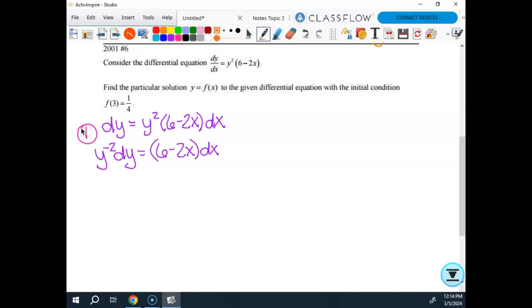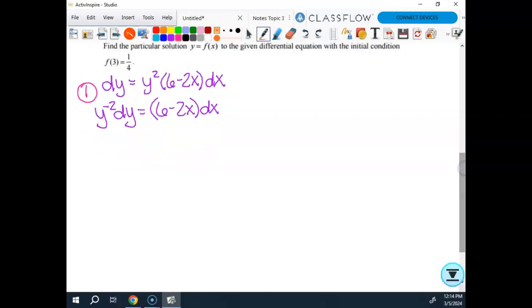Okay, so we separated. That's 1 point. Okay? Then let's integrate. I'll give you a second for those of you that didn't get this far. Those of you that did, just double check that you agree with your own integration.